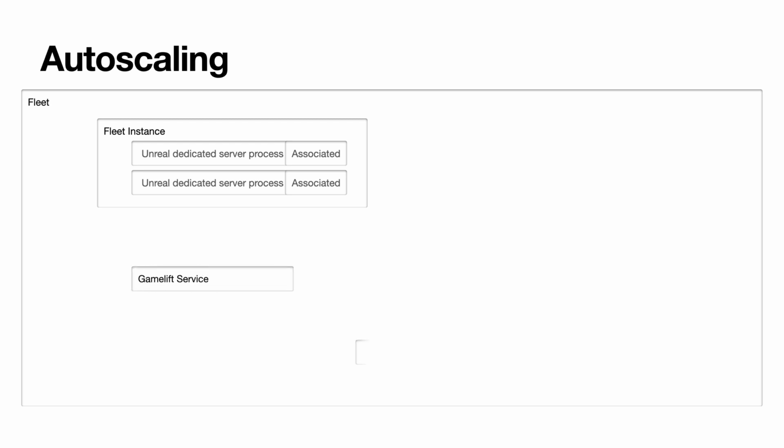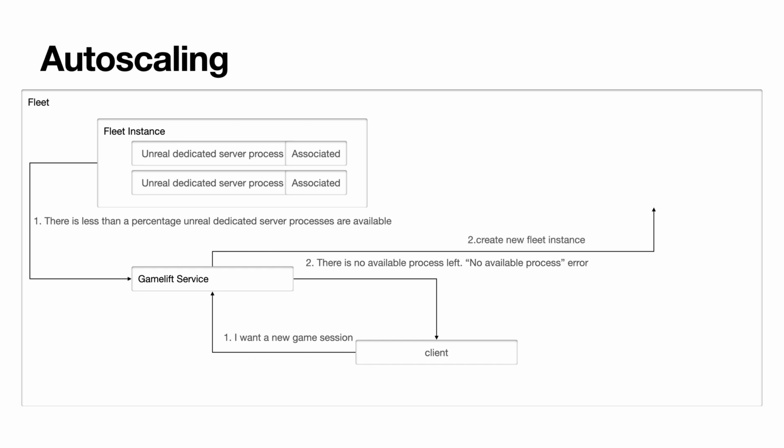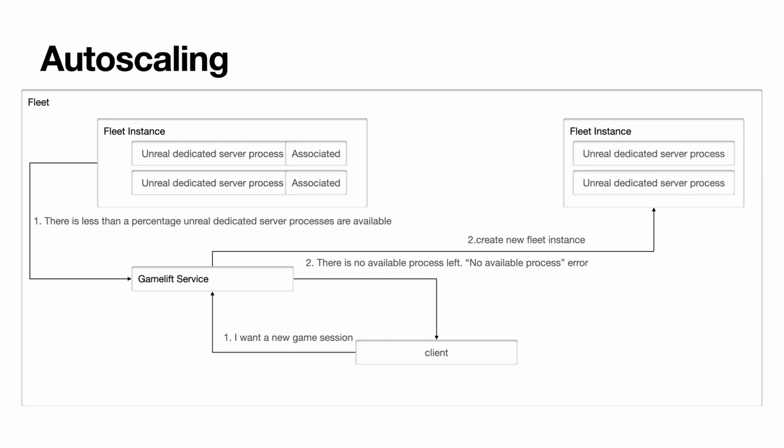And now, let's say a client applies for a new game session, but all Unreal dedicated server processes in the GameLift service are already associated with a game session. There is no available process left. So, the GameLift service will return a no available process error to the client. To solve this problem, we will set up auto-scaling. When less than 50% or 30%, etc., of Unreal dedicated server processes are not associated with a game session, create a new VPC in the fleet.